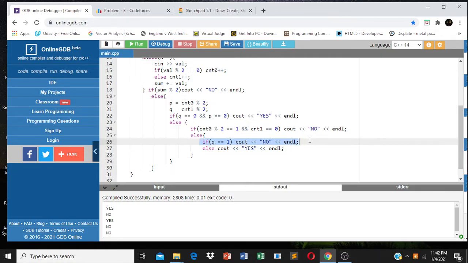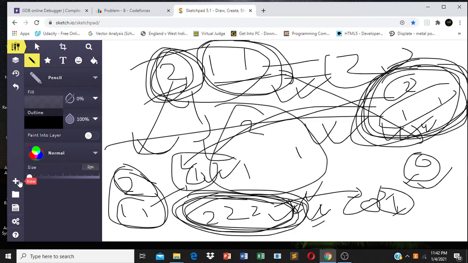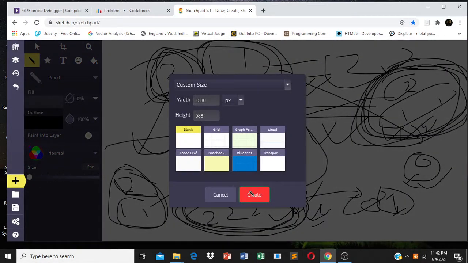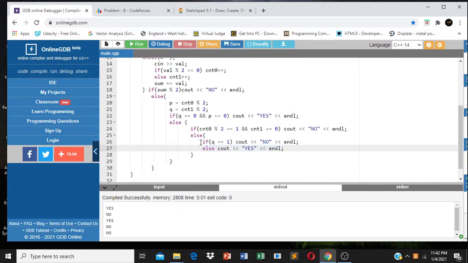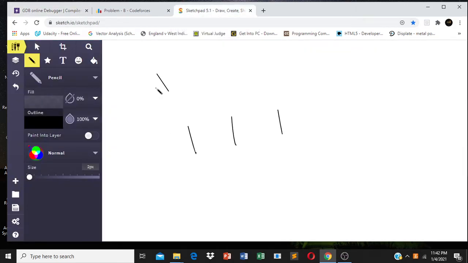Because if 1 is even, let's say we have 1 an even number of times, I'll show you. Let's say I have 1 even times, 1 2 3, but I also have 2 odd times. Let's show that it's always possible. So here we have 5 2's and 3 1's.